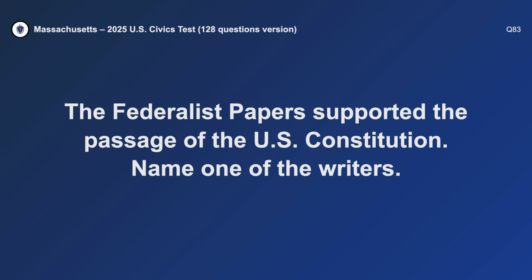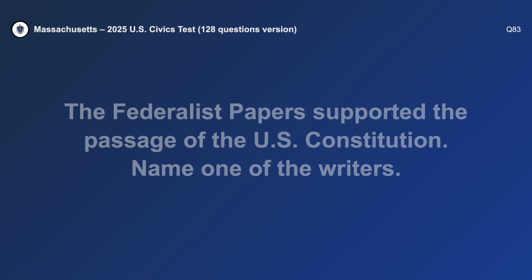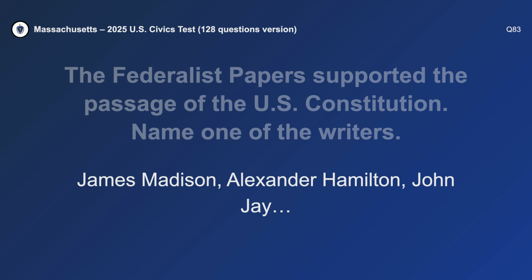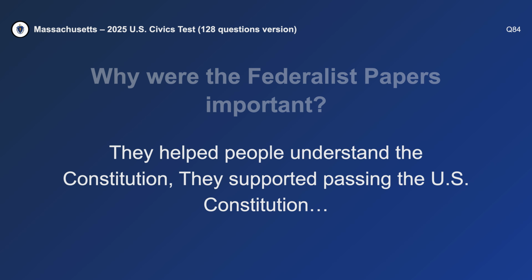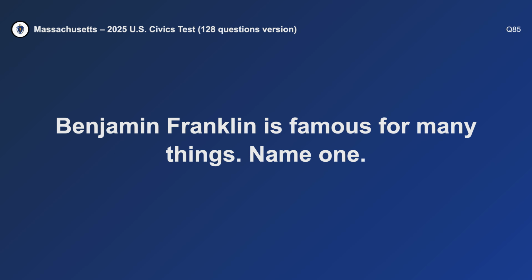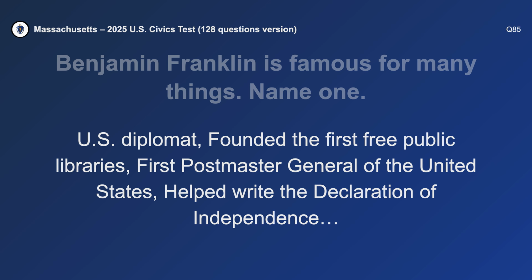Name 1 of the writers. Alexander Hamilton. Why were the Federalist Papers important? They helped people understand the Constitution. Benjamin Franklin is famous for many things. Name 1. U.S. diplomat.